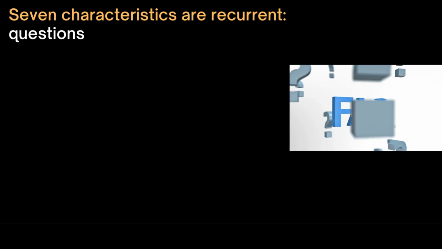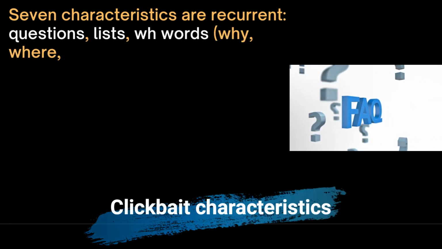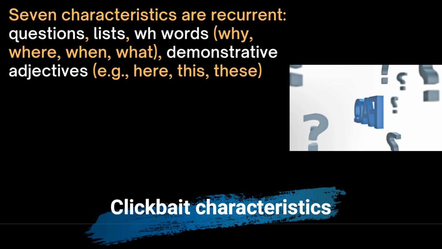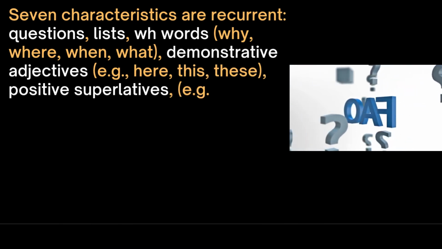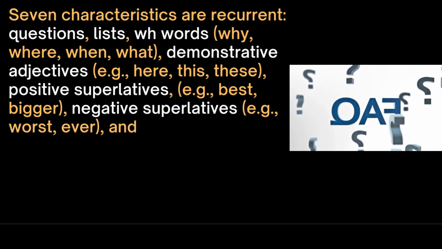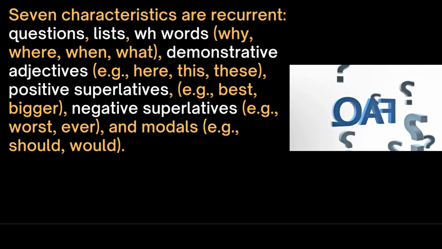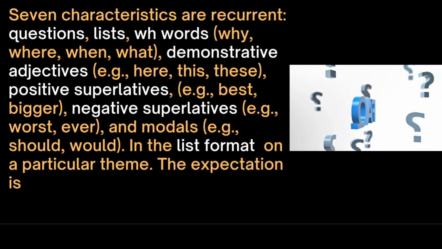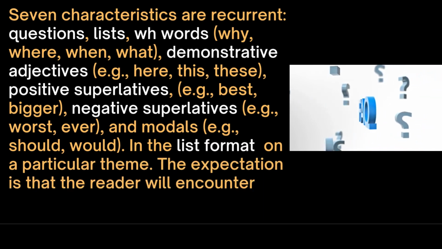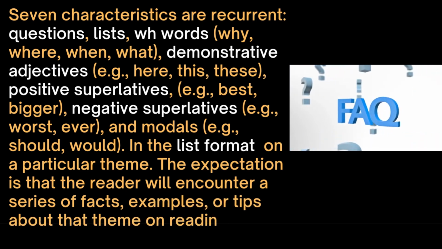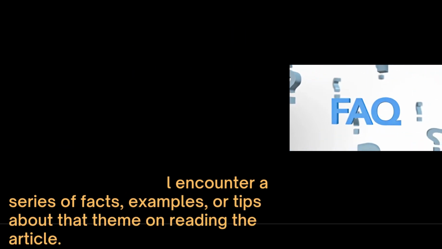7 characteristics are recurrent in clickbaits: questions, lists, WH words (why, where, when, what), demonstrative adjectives (for example, here, this, these), positive superlatives (best, bigger), negative superlatives (worst ever), and modals (for example, should or would). In the list format on a particular theme, the expectation is that the reader will encounter a series of facts, examples, or tips about that theme on reading the article.